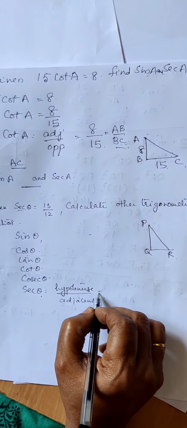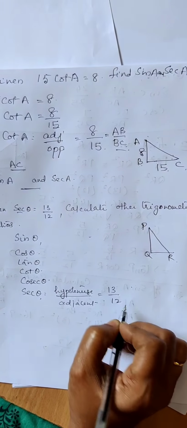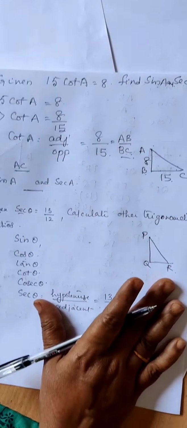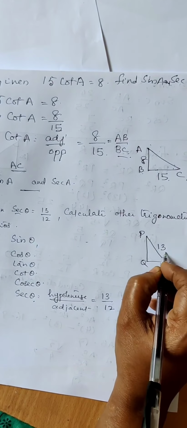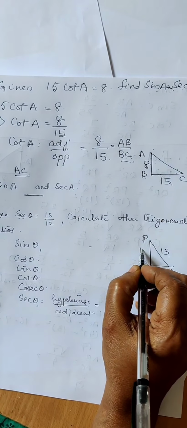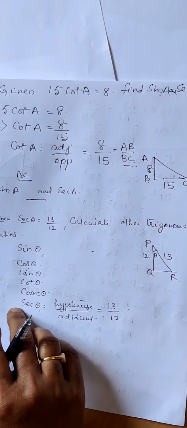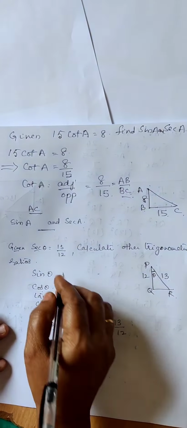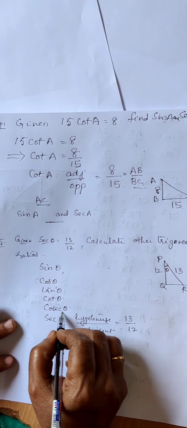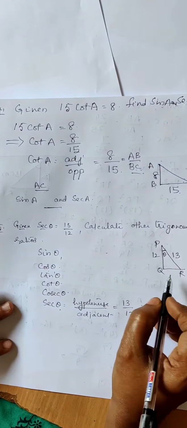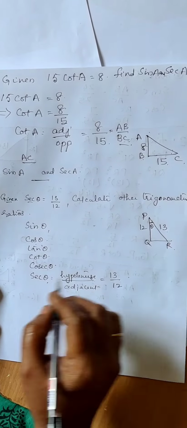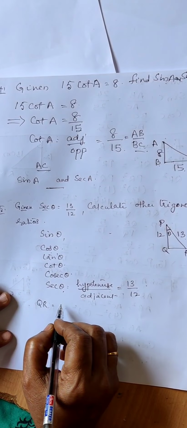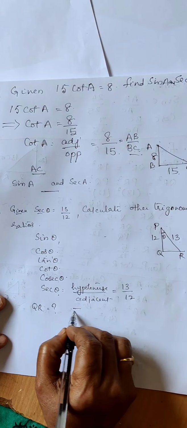So secant theta is given as 13 by 12. Means hypotenuse is 13. Adjacent is 12. This is theta. So secant is hypotenuse by adjacent. Now you should find sin theta, cos theta, tan theta, cot theta, cosecant theta. See, first of all, we should find QR. How can you find QR? Using Pythagoras theorem.